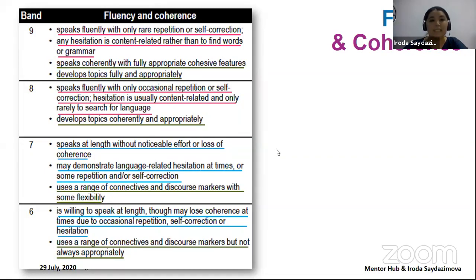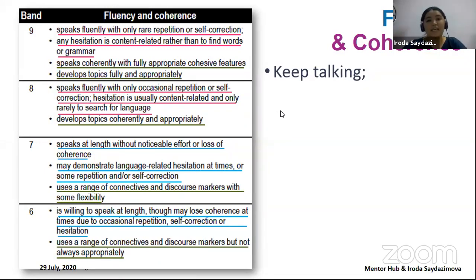Yes, indeed. So here, someone who speaks at band score 8 would develop the topics coherently, and everything would be organized in a nice way. However, when it comes to 9, this is not only about talking with fully appropriate cohesive features, but also, how would I say, they would do it naturally. Yeah, let me put it this way, that would happen more naturally. And now putting all of these together, let me summarize it.